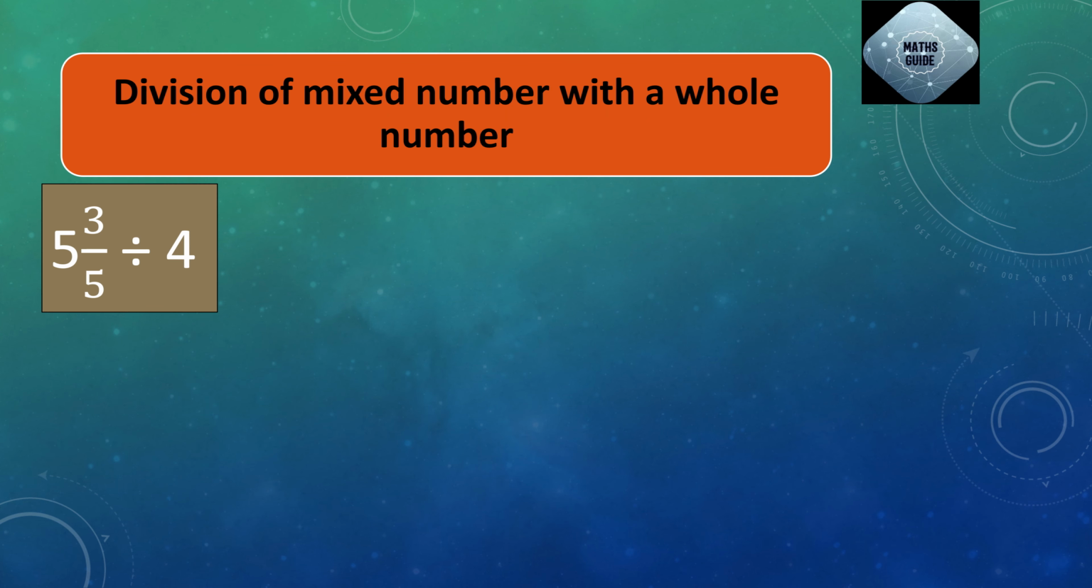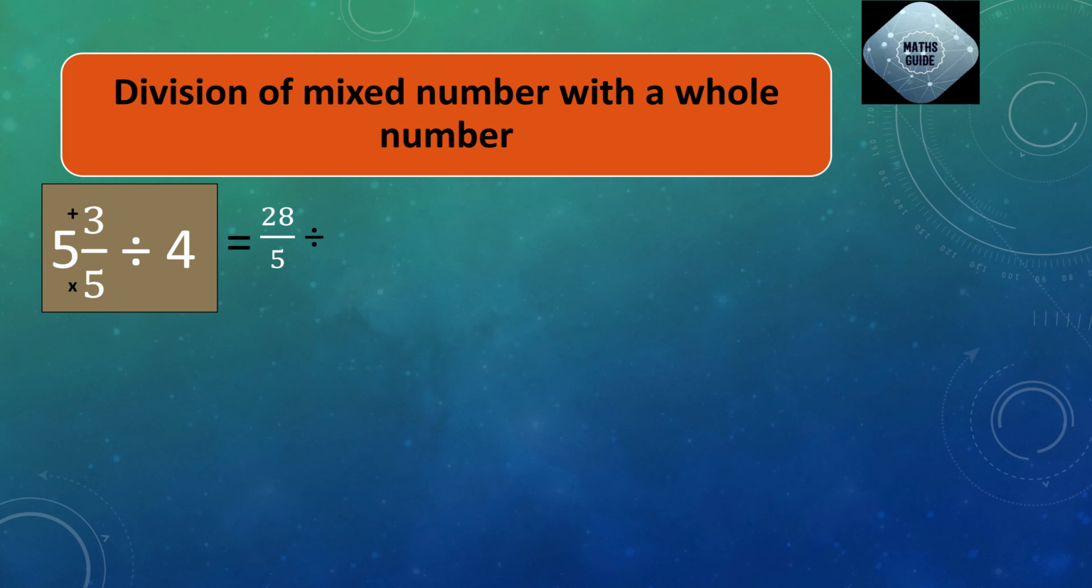Now we will learn how to divide a mixed number by a whole number. We will add one more step to the steps we learned. We will convert this mixed number into an improper fraction. We will multiply this whole number with the denominator and add 3 to convert it into an improper fraction. 5 times 5 is 25, add 3 becomes 28 over 5.